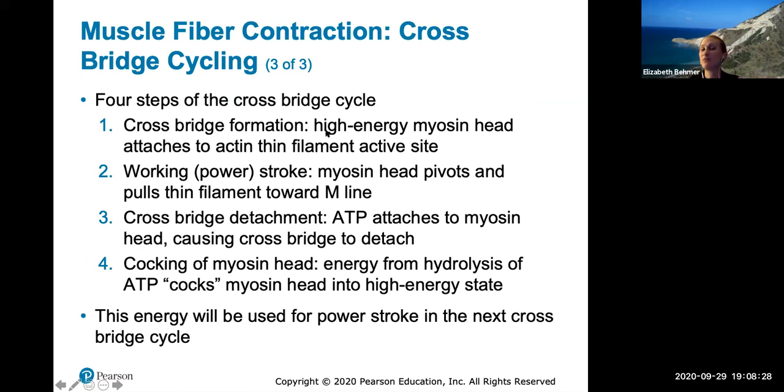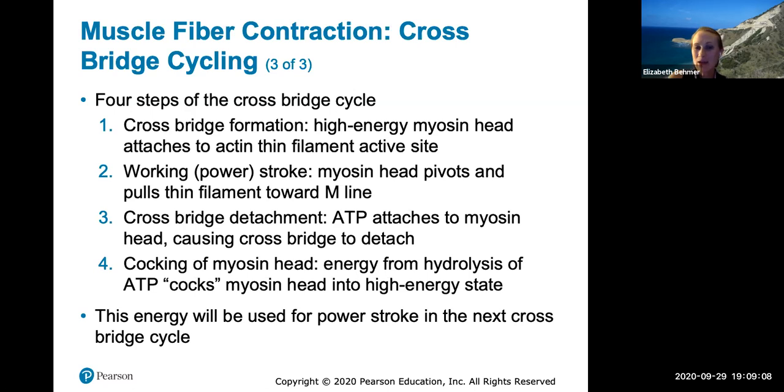These are the 4 steps to form the cross bridge, that connection piece between actin and myosin. In order to form the cross bridge, a high energy myosin head will be attached to the actin thin filament site. The working or power stroke describes what the myosin head does. It will pivot to pull the thin filament towards the M line, which is the center of the thick filament. And in order for the cross bridge to detach, so in order for the myosin and the actin to detach from each other, ATP is required, and ATP will cause that cross bridge to detach.